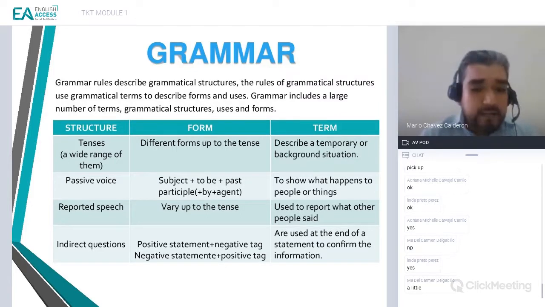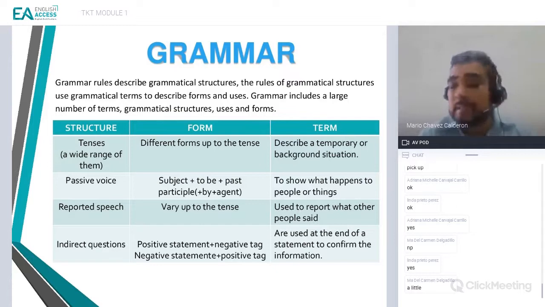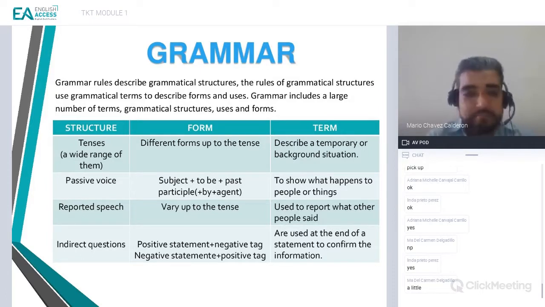For example, the form of the passive voice: we have the subject, the verb to be, the past participle of the main verb, and it's followed by an agent. This agent is the doer of the action. They show what happens to people or things. The reported speech varies according to the tense. It can be sometimes in past, in present, depending on the situation. And they are used to report what other people said.